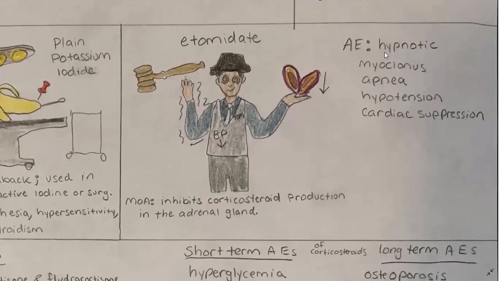And adverse effects are hypnotic, so he's got crazy eyes, myoclonus, which is this muscle spasm, apnea, that's not shown, hypotension right here, and then cardiac suppression. So these dates are kind of in the shape of a heart. They're being suppressed. So those are the adverse effects. And just to go over it one more time, hopefully it makes sense. His muscle spasmed because of the myoclonus. He dropped the cort. He inhibited corticosteroid production in the adrenal gland.